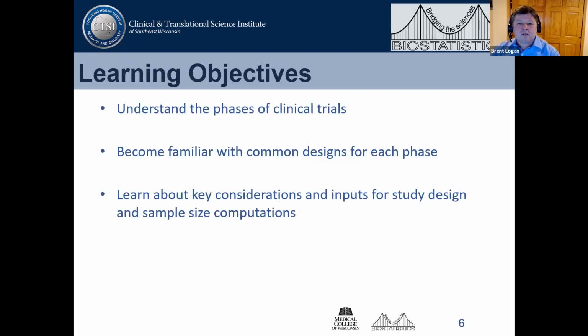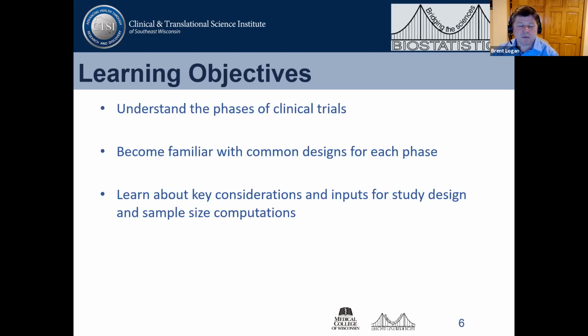So let's get into the clinical trials part of the talk. The learning objectives are to understand the phases of clinical trials, become familiar with common designs for each phase and the issues associated with those designs, and learn about the key considerations and inputs for study design and sample size computations.